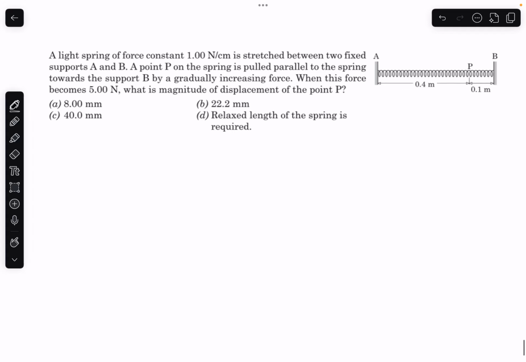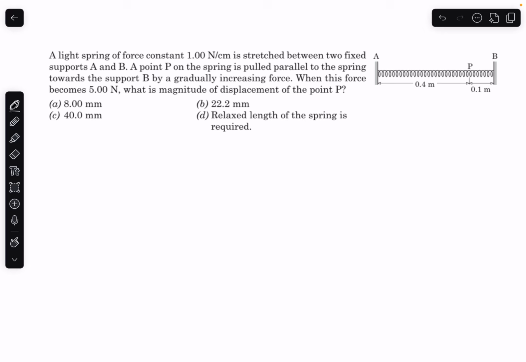Hello everyone. A light spring of force constant 1 Newton per centimeter, which is the same as 100 Newton per meter, is stretched between two fixed supports A and B. A point P on the spring is pulled parallel to the spring.